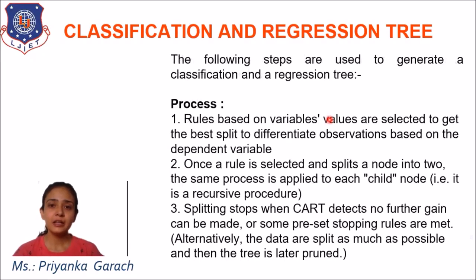So let's understand the CART algorithm. The process is like this. The first step is that rules based on the variable values are selected to get the best split to differentiate the observations based on the dependent variable. So they are creating rules based on the values given in the attribute, which are selected to get the best split to differentiate the observations based on the dependent variable.